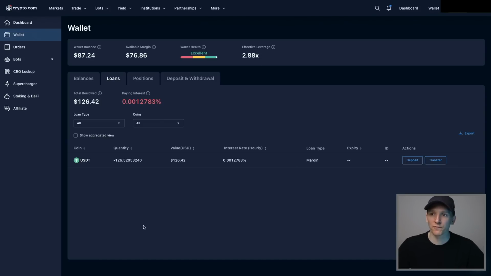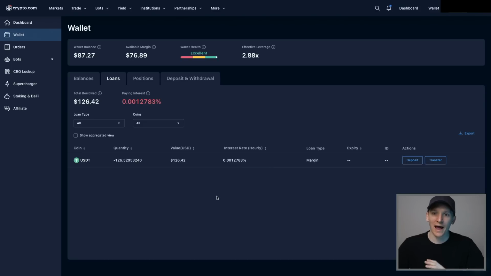So if you want to pay off the loan, come into your wallet, go to loans, you can see them here, then press deposit. That's going to bring up the deposit address for your account. You can transfer in some of the asset that you're using, either from a bank account or from another exchange or a wallet if you're using stable coins. It's going to bring up your crypto deposit address. If you press transfer, that just lets you transfer in from your other Crypto.com accounts.